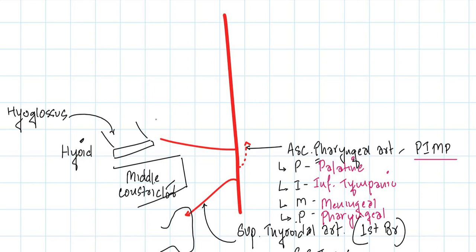Now you can clearly see an artery which is going between the hyoglossus and the middle constrictor, and the name of this artery is called the lingual artery. So this artery which you see right here is the lingual artery.